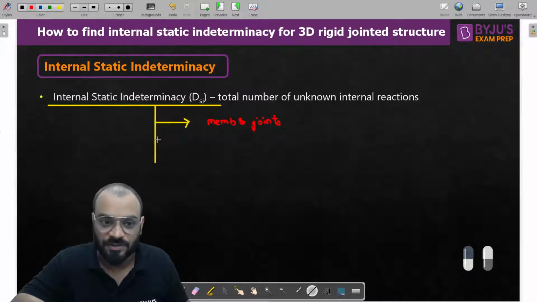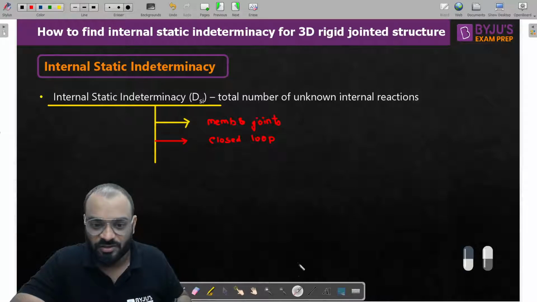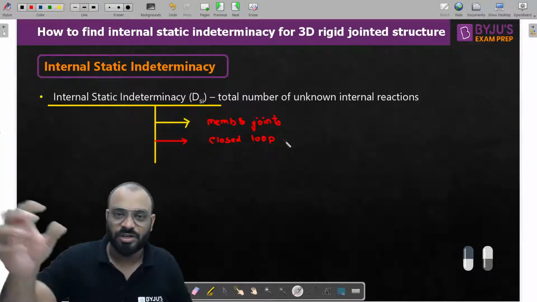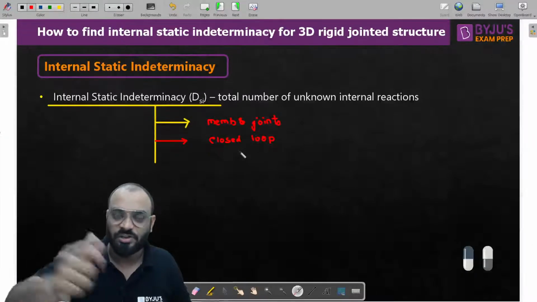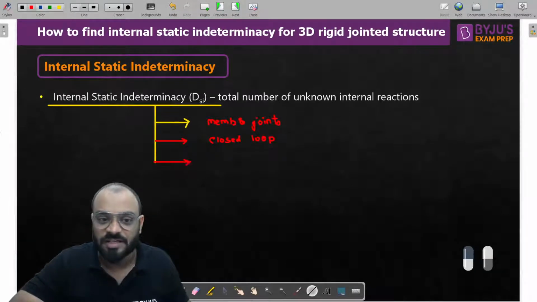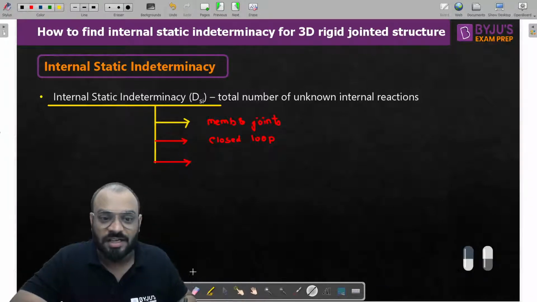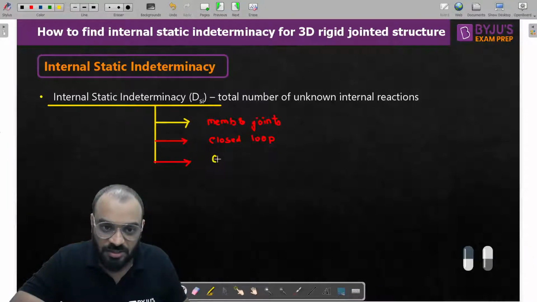Second approach which you can use guys is the closed loop method, right? I think all of you know these two methods: member and joint counting, and how we can calculate the closed loop. But I will tell you a third method, which is a different method guys, and it is the easiest among all three, right? That is basically the cut method, the cut approach.